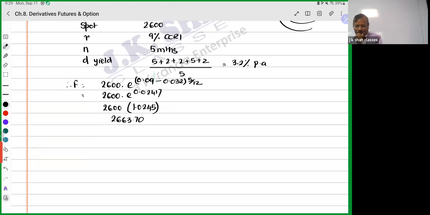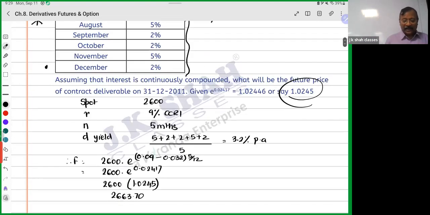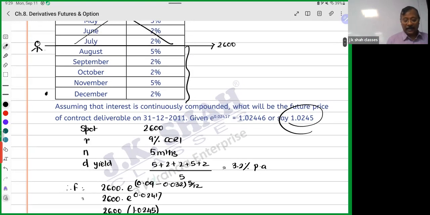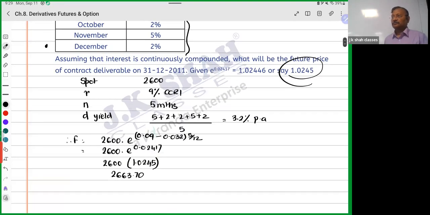Now in real life what we do is, I'll stand in August beginning, and I'll value the August end futures. Then using that, I will use September and so on. The final value which I will arrive for December will still be 2663.7, right? But then individual months would differ.